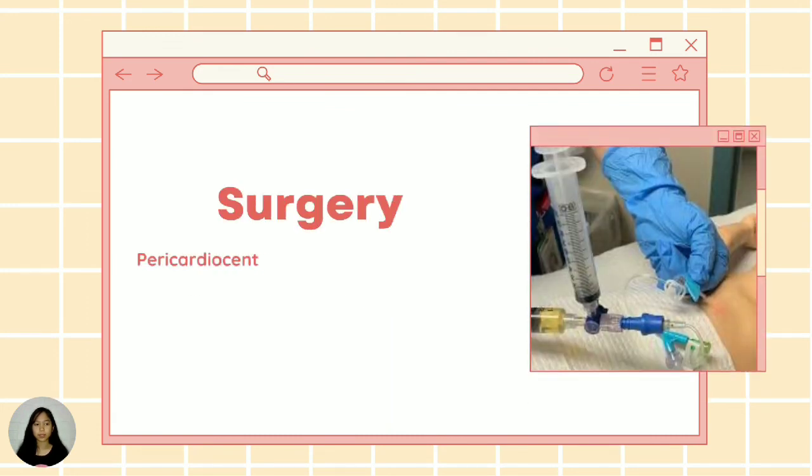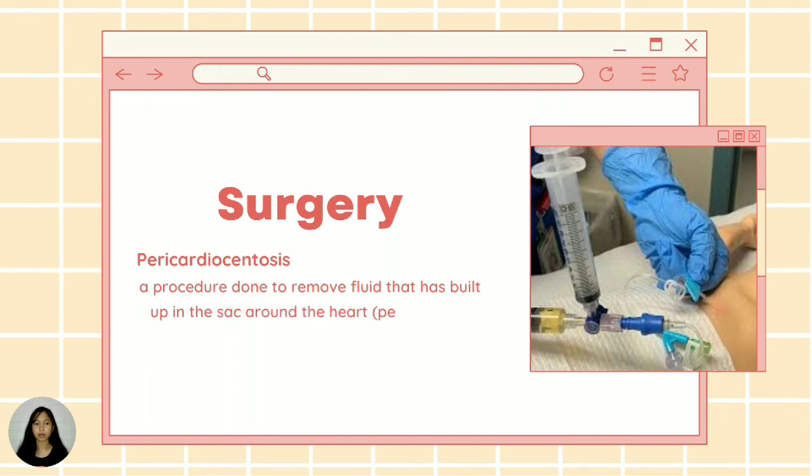And also, surgery can be an option, but it depends on the type of pericarditis. If there is a buildup of fluid in the pericardium, which compresses your heart, then pericardiocentesis is recommended.